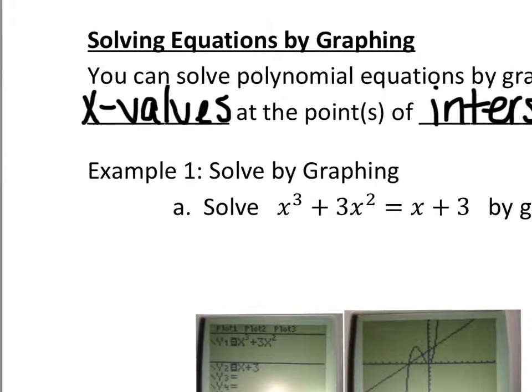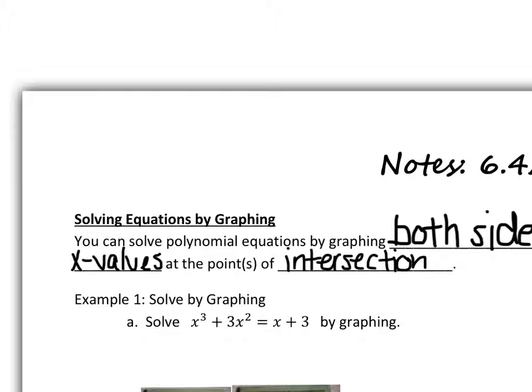All right, so basically what this might look like is, say we have a cubic, makes like an S shape, and then a linear going through it. How many points of intersection does that have? 3. So for this one, you would have 3 answers. All the x values for those 3. And you use your calculator to find them. All right? Okay.